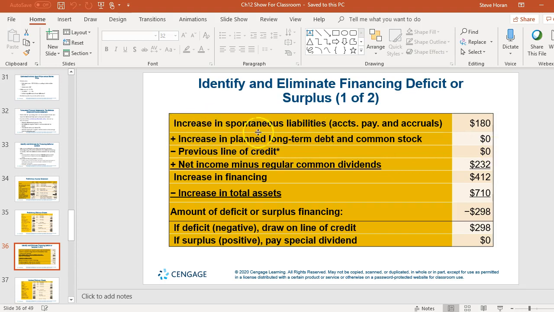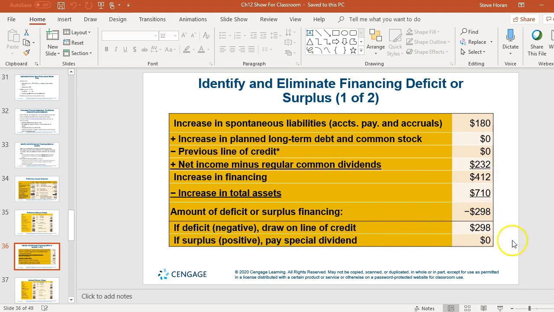We'll have an increase in spontaneous liabilities of $180,000. We're not going to issue long-term debt or sell stock. We're not going to do anything with a line of credit. We will have some net income though of $232,000. So the increase in financing is $412,000 minus the increase in total assets of $710,000, and so my deficit's $298,000.